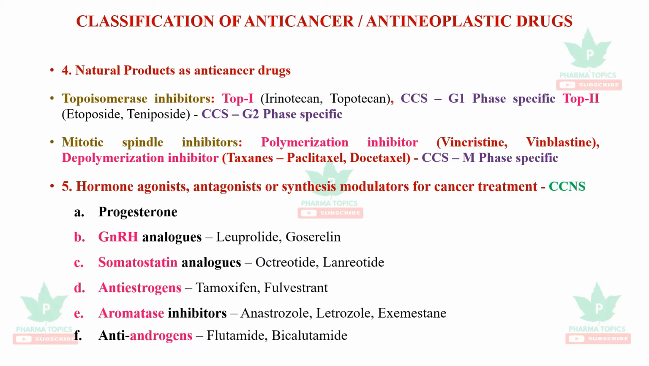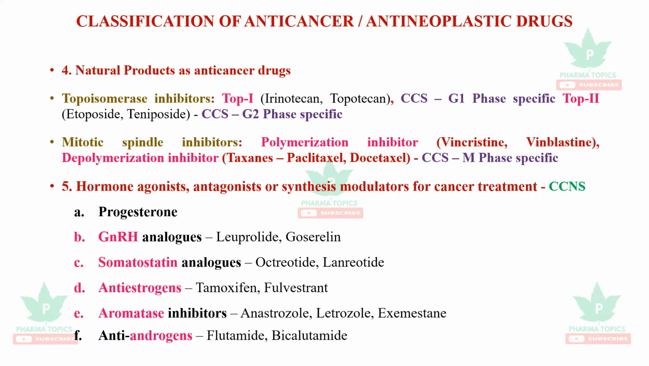You remember 2 sets of drugs in this. Topoisomerase inhibitors. There are 2 types of topoisomerases. Topoisomerase 1 inhibitors are irinotecan, topotecan. You just remember I, that is irinotecan starts with I. You remember as top 1. Then topoisomerase 2 inhibitors are etoposide and teniposide. Topoisomerase 1 inhibitors are cell cycle specific, G1 phase specific. And topoisomerase 2 inhibitors are cell cycle specific and G2 phase specific.